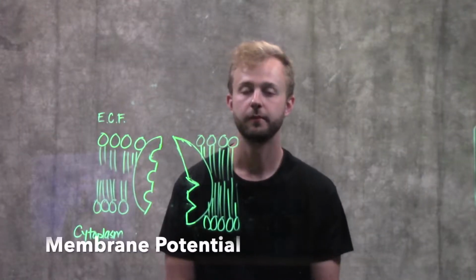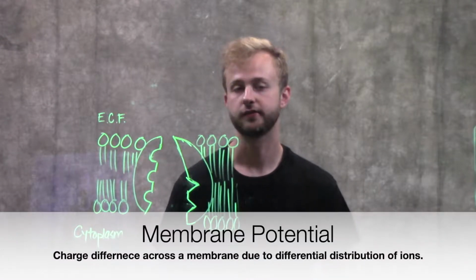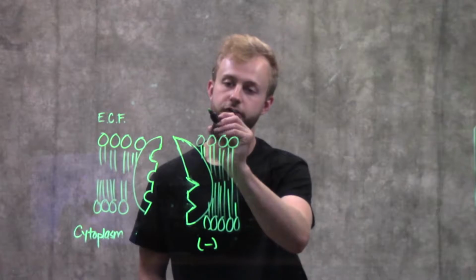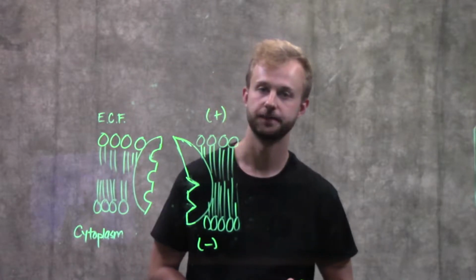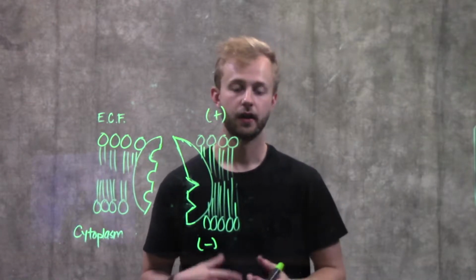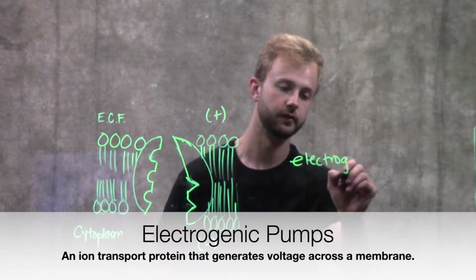This video is going to be about membrane potentials. A membrane potential is voltage across a membrane. In our bodies, the inside of our cells is negatively charged compared to the outside of our cells. So how do we get this difference in charge on either side of this membrane? We get it through something called electrogenic pumps.